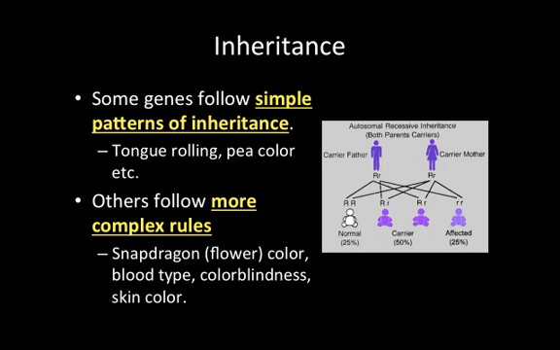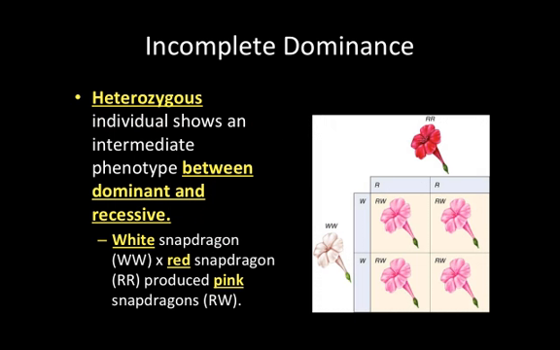Some genes follow the simple pattern of inheritance. So things like tongue rolling, pea color, things like that. Stuff that we've already talked about in our last unit. But others follow more complex rules. So things like snapdragon colors, blood type, right? You know, A, B, type O, all of those. Color blindness, skin color, all of those things follow more complex rules than the simple dominant versus recessive. And so it's important to examine these traits and see how those traits get passed on from one offspring to the next. And the first one we want to talk about is what's called incomplete dominance.